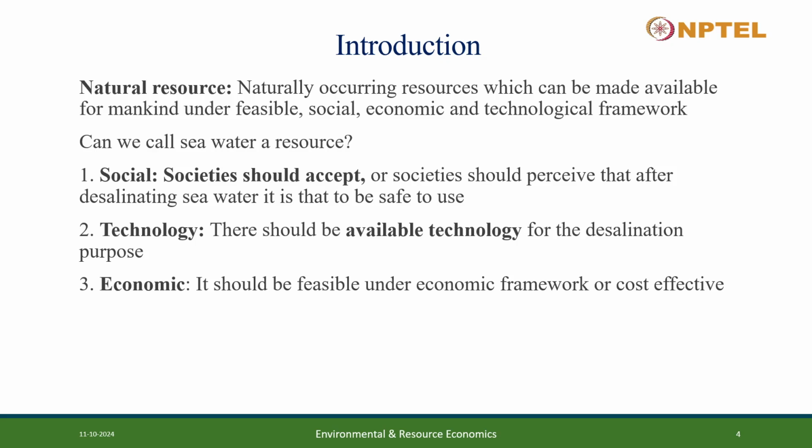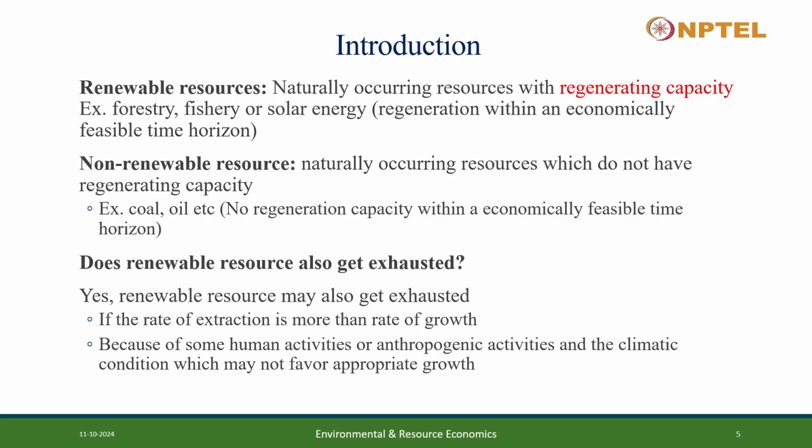So we have defined the natural resources, and then what are the conditions for a resource to be considered as natural resources. So it should be socially accepted, technologically available. So there should be feasible technology, and then it should be economically feasible, or it should be cost effective. So any resources which fulfills all these three conditions can be considered as natural resources when it occurs naturally in the environment. After that, we have defined the renewable resources versus non-renewable resources.